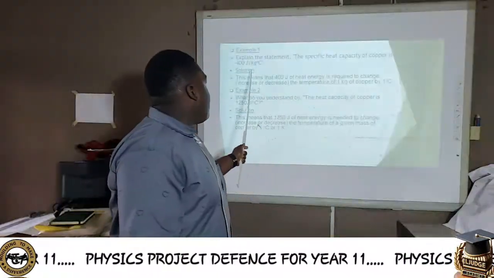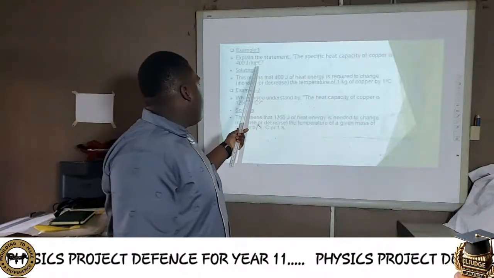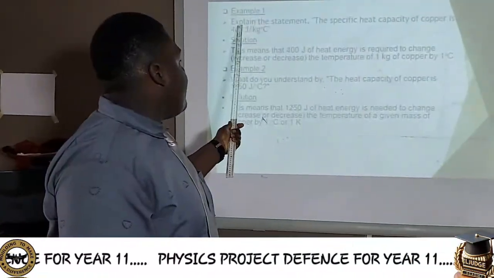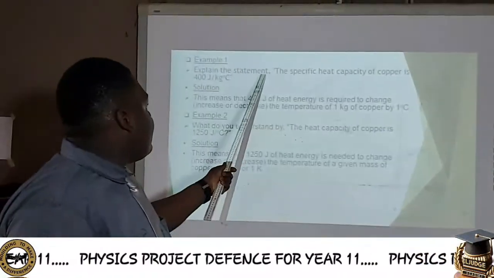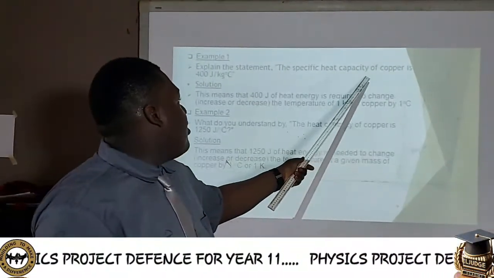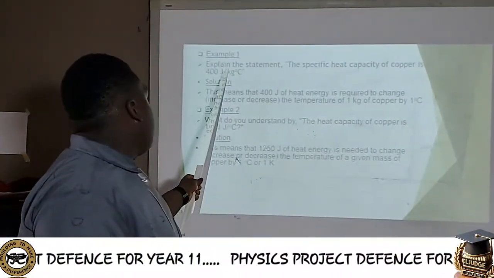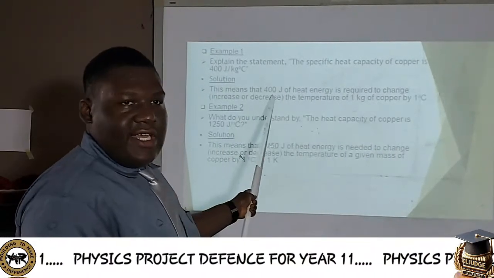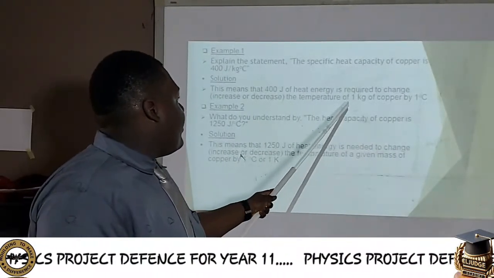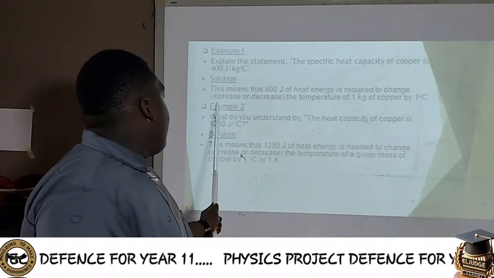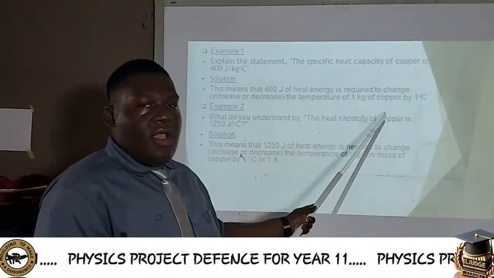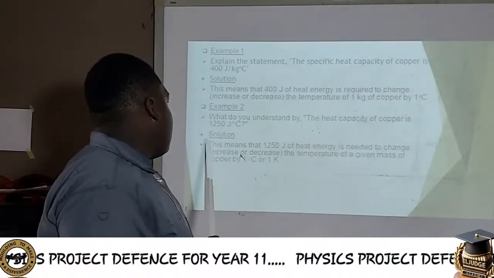So these are some examples of specific heat capacity. This question says, explain the statement: the specific heat capacity of copper is 400 joules per kilogram degree Celsius. Solution: this means that 400 joules of heat energy is required to increase or decrease the temperature of 1 kilogram of copper by 1 degree Celsius.